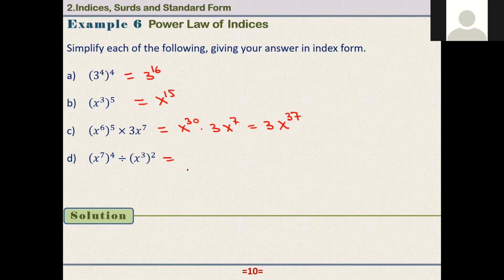And division, again, you can just write it in fraction form or subtract. 7 times 4, 28, over x to the power 6. That is x to the power 28 minus 6, x to the power 22.